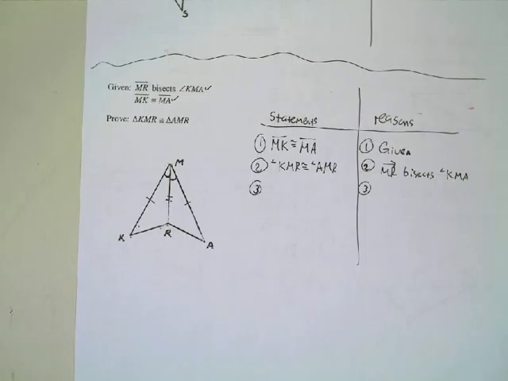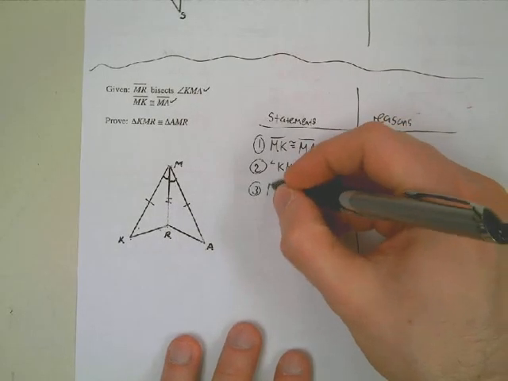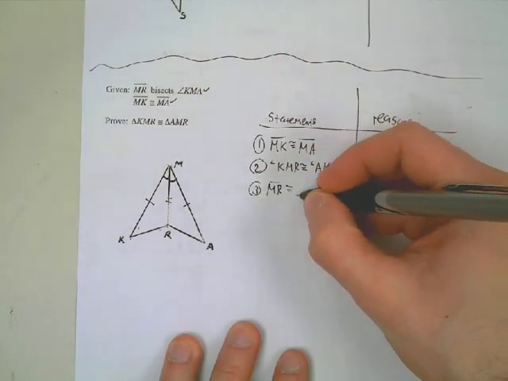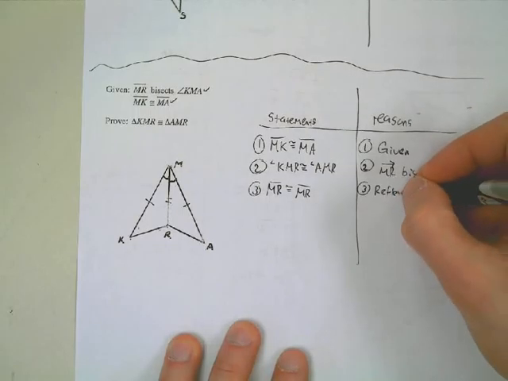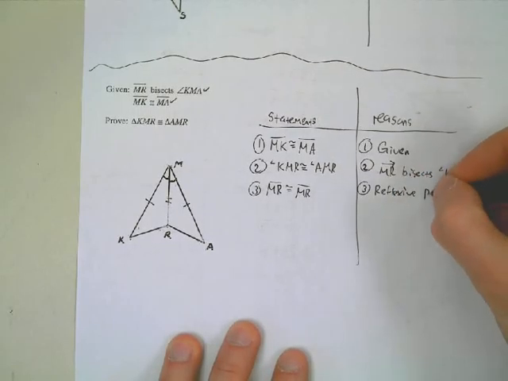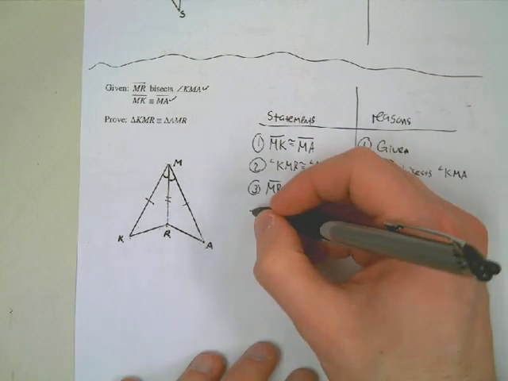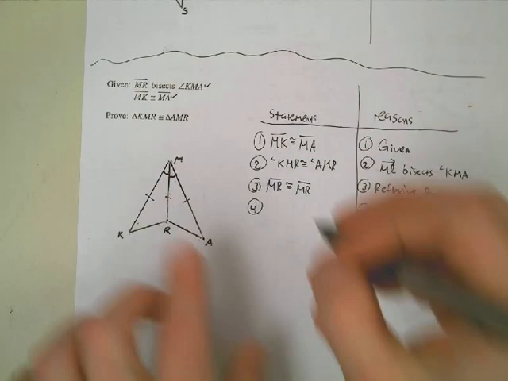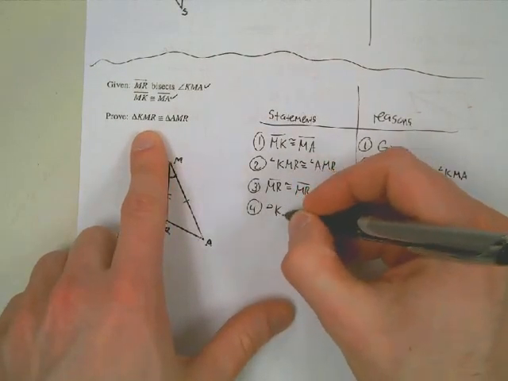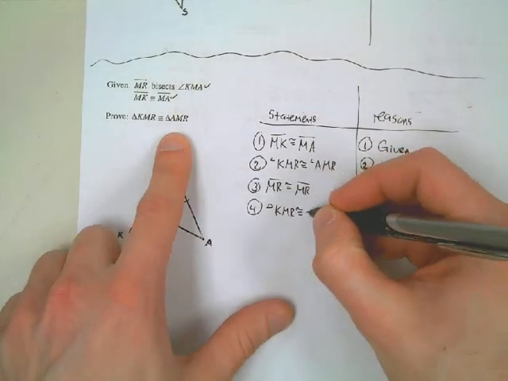Blake, how did you know that MR was congruent to MR? What's the reason for that? The reflexive property. There you go. Great job. So segment MR is congruent to segment MR by the reflexive property. And so the last step here then is to say these two triangles are congruent. So we'll say triangle KMR is congruent to triangle AMR.